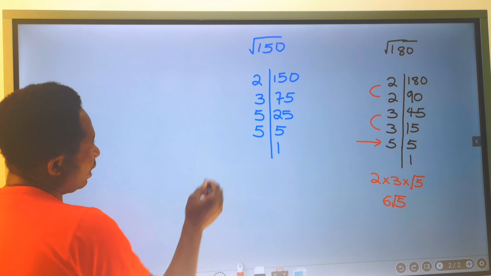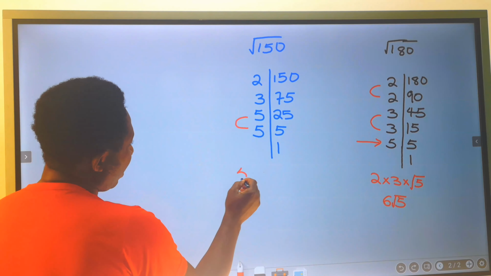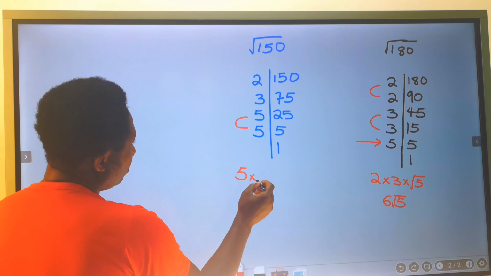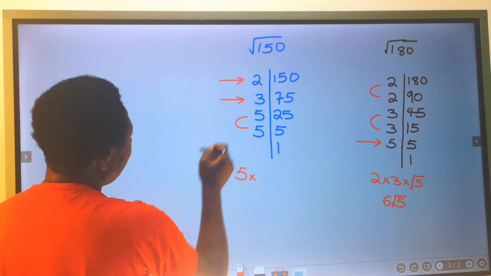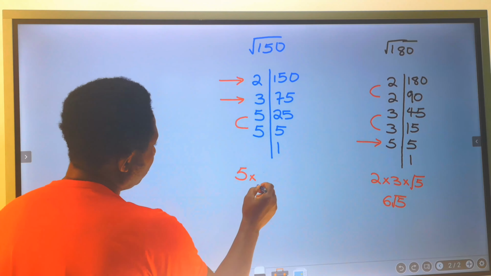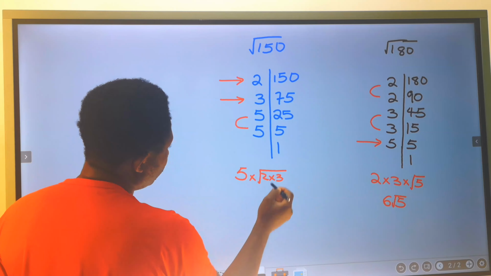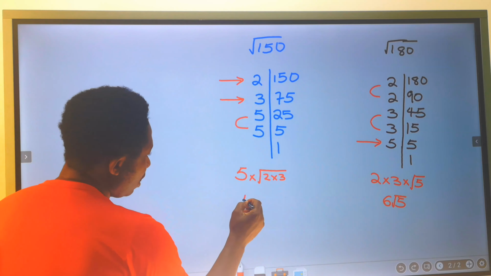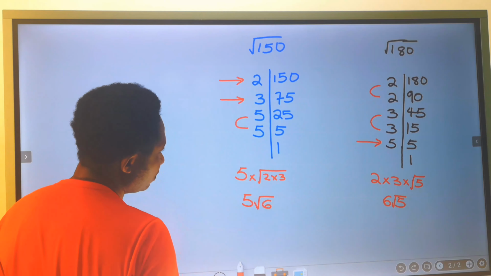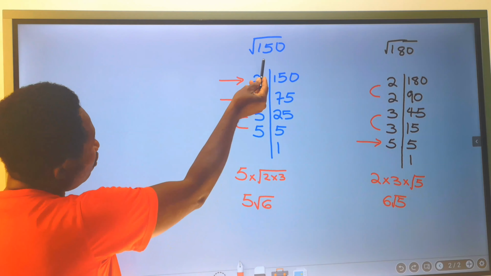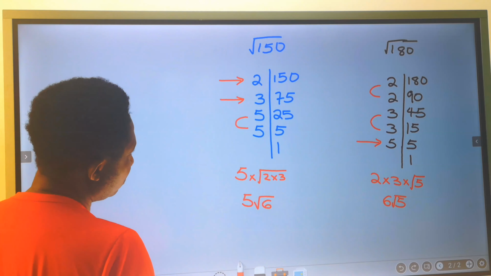Once we get 1, we stop. Next, we pair. This 5 got a pair. 5 is free. But 2 got no pair. 3 also has no pair. We're going to put both of them inside the square root. Here we're going to have 5 root 6. Instead of the square root of 150, I will write 5 root 6.